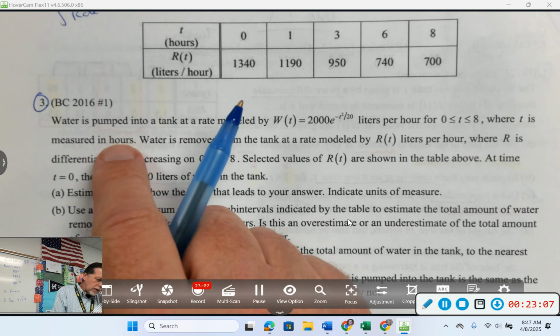I'm glad it didn't ask me to explain that, because that would be the rate that the rate changes. That would be weird. That's probably why they didn't ask for the explanation. Part B. Oh, here we go.